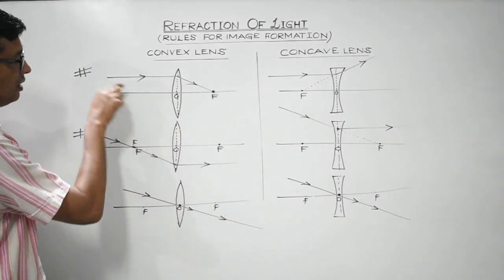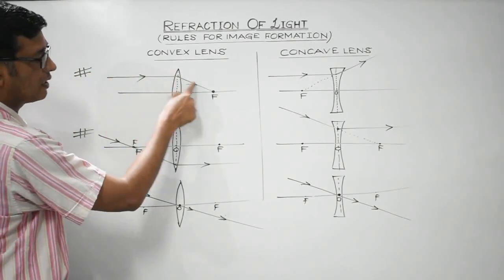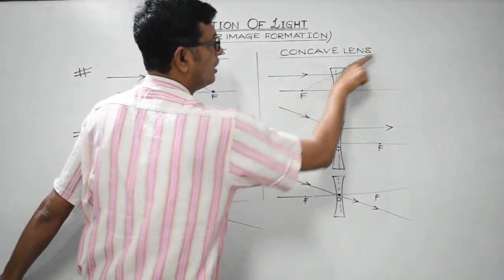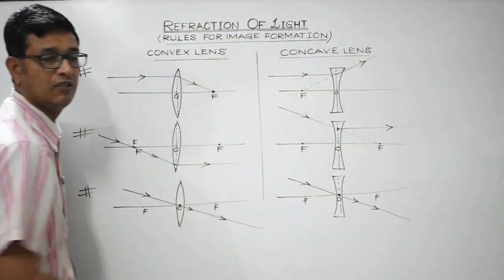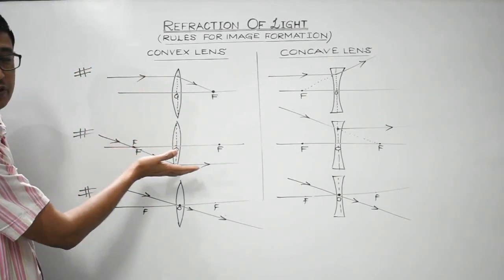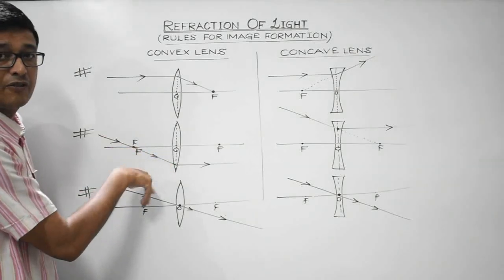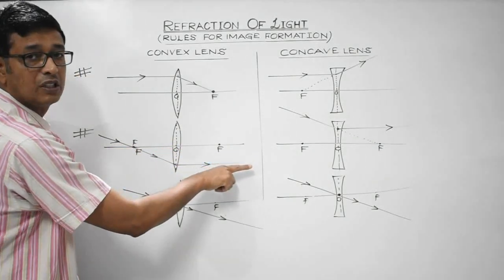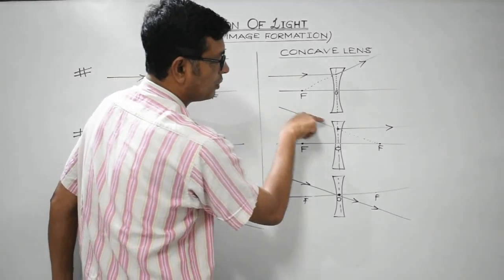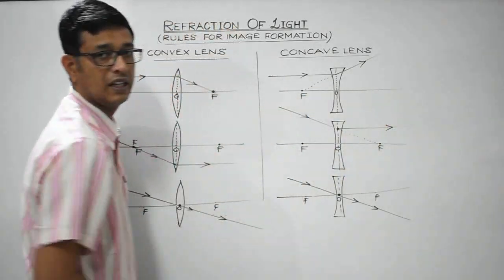First rule is, incident ray parallel to the principal axis, after suffering refraction it will pass through the focus in case of convex lens, and it will appear to be coming from the focus in case of concave lens. That's rule number 1. Rule number 2, vice versa of the first rule. Incident ray which passes through the focus after refraction becomes parallel to the principal axis, right? Here, incident ray which appears to be passing through the focus after refraction will become parallel to the principal axis.